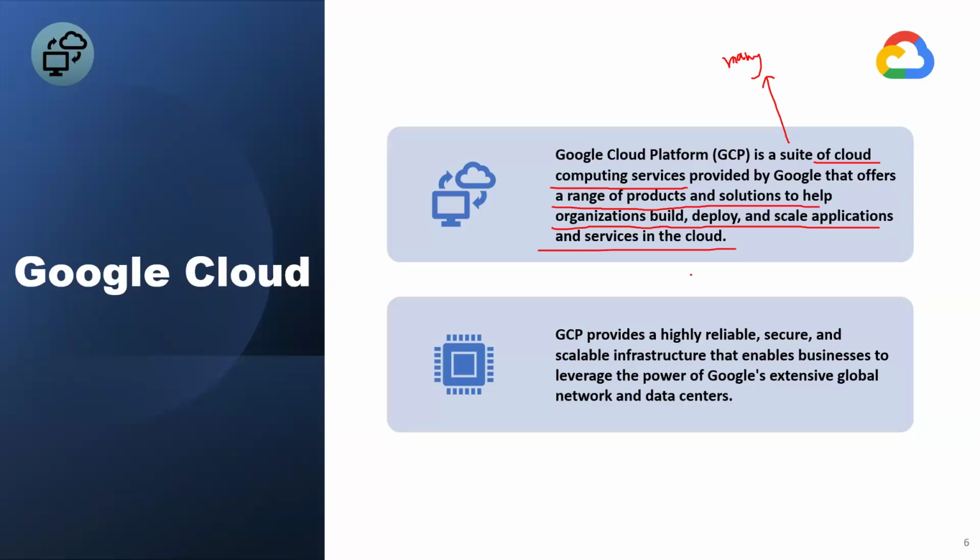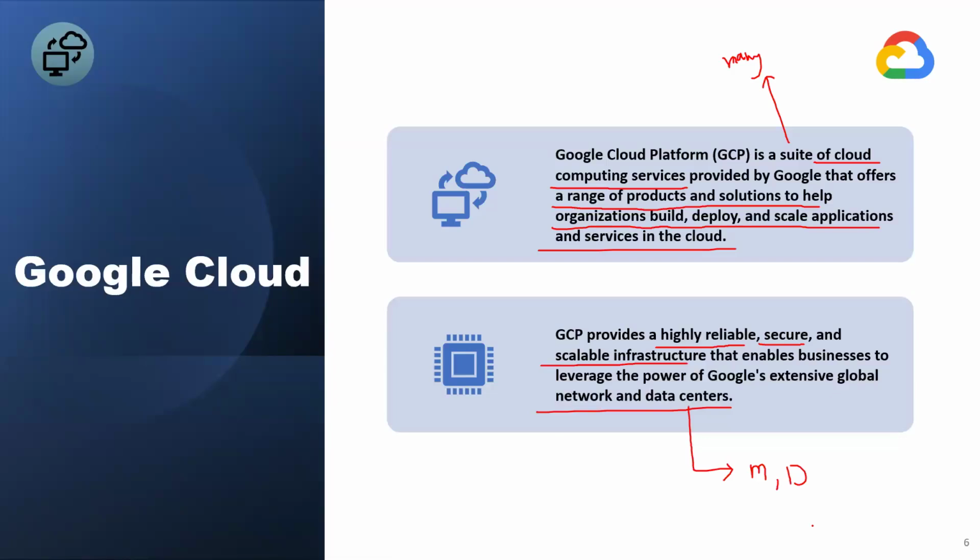Sir, can you tell me what the characteristics of Google Cloud are? Sir, Google Cloud is highly reliable, highly secure, and scalable. It provides you scalable infrastructure. It has its own infrastructure throughout the world. That means it has its data centers available throughout the world. Data centers are also available in India, in Mumbai as well as Delhi.